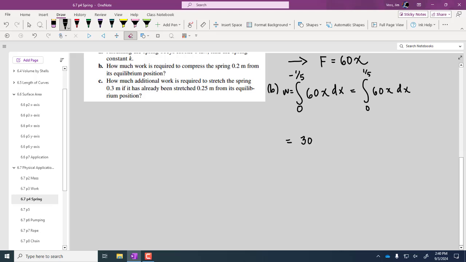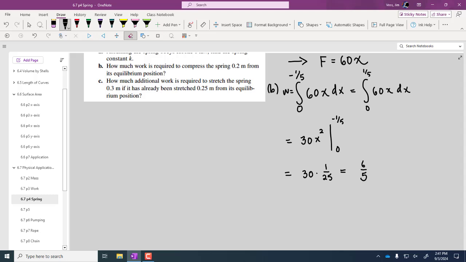If we integrate, we get 30x squared from 0 to negative 1/5. Oh, now it's obvious why it's the same work. If you were to plug in a negative 1/5 into this x, or a positive 1/5, because that x has a square on it, you're going to get the same work. Everybody follow that? Because that antiderivative has a square in it, you're going to get the same work. So we're going to get 30 multiplied by 1/25, which if we divide out a 5, we get 6/5.